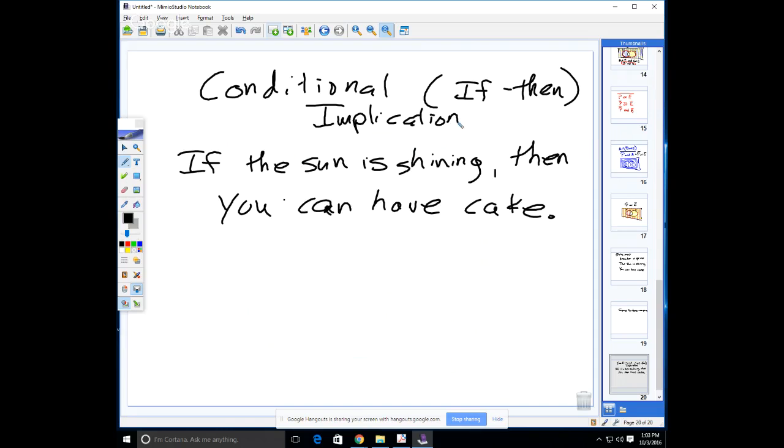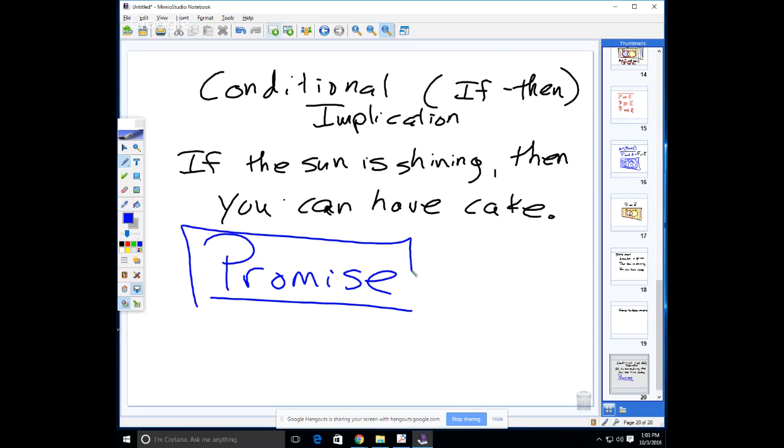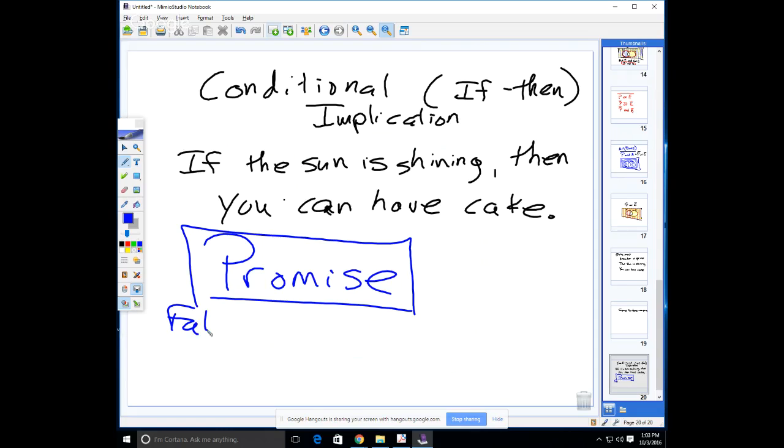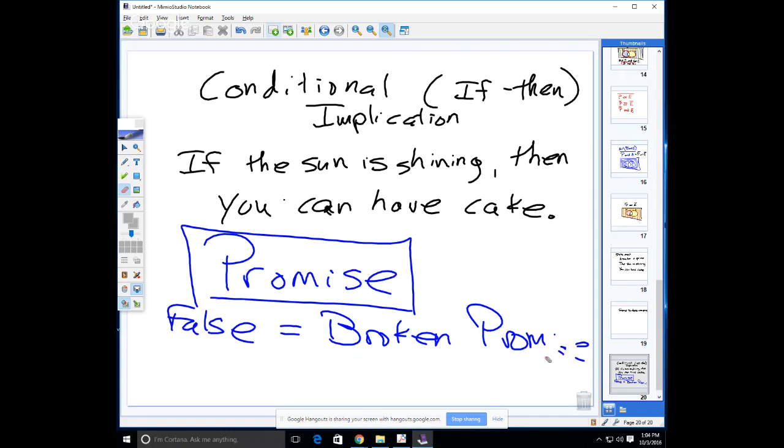So let's use the sun and shining. One way to think about the truth of a statement like this is if you consider it a promise. If I break my promise, it's false. If I don't break my promise, it must be true, is the way to think about it. Okay. So the only way this can be false is a broken promise. Now here I only have two sentences. We could have more than one in there with ands and ors and nots and stuff.